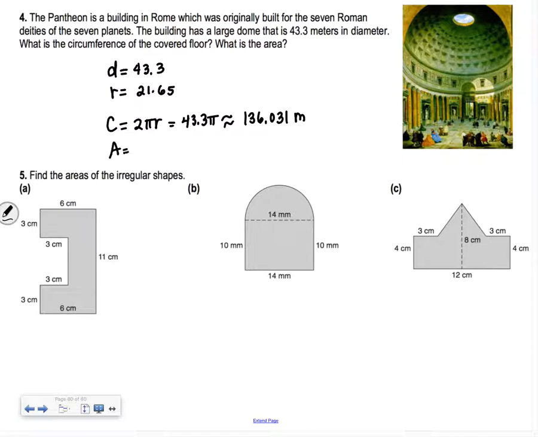And then our area is going to be pi times r squared. So it's pi times that 21.65 squared. So do your 21.65 first and square it on your calculator, and then multiply by pi. So I'll use approximately. So that is going to be 1472.535 square meters.